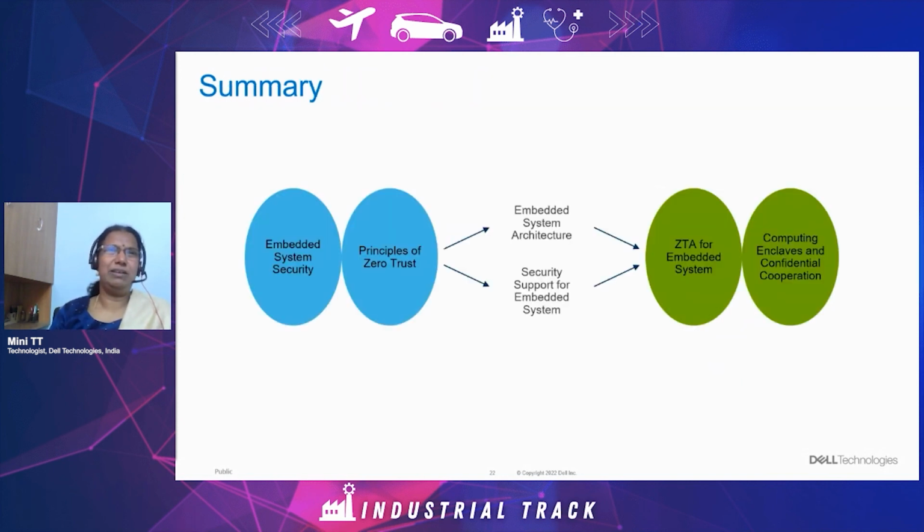This is an evolving field. So as a summary, we discussed the challenges in embedded system security, the principles of zero trust architecture, how embedded system architecture is usually done and how it is enhanced with additional security measures, and how to apply these zero trust principles in such an embedded system. And finally, we discussed how, instead of just reducing the trusted compute base, we can move away from it by going from the secure compute enclave point of view to a confidential computation kind of environment.